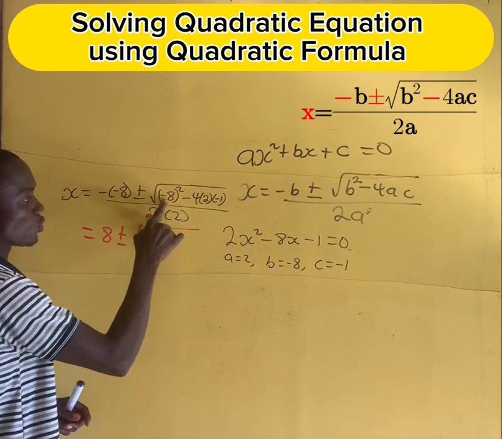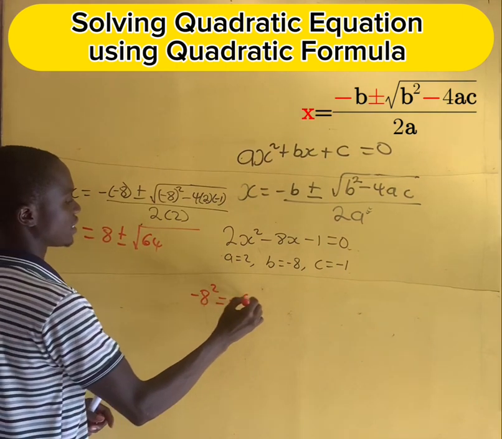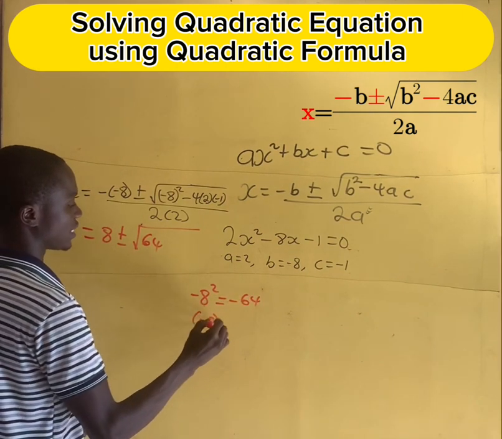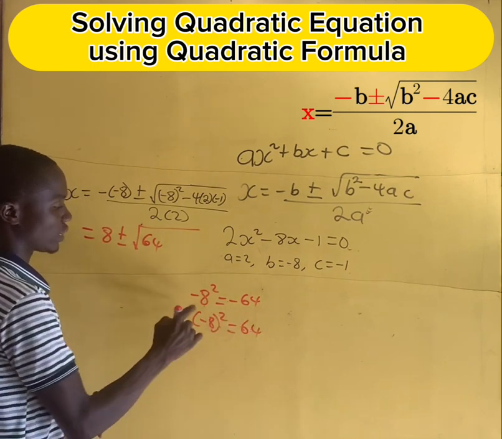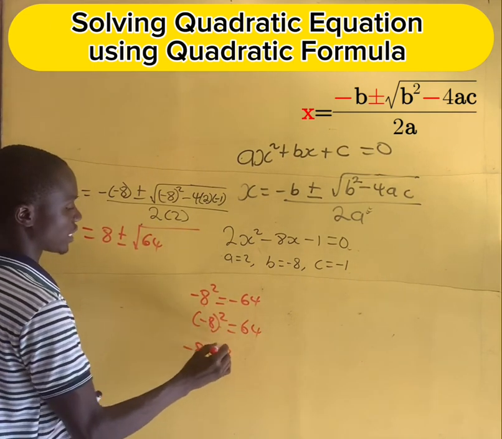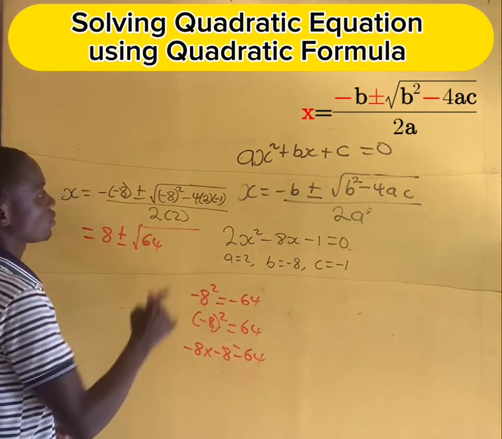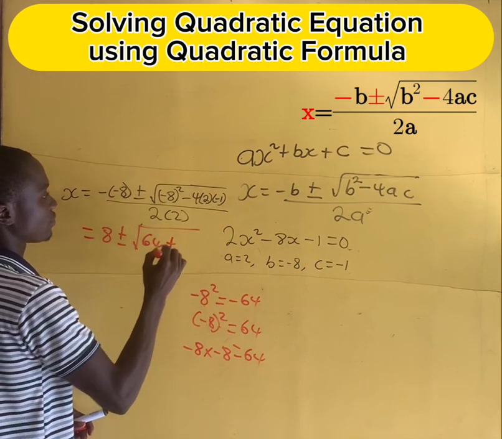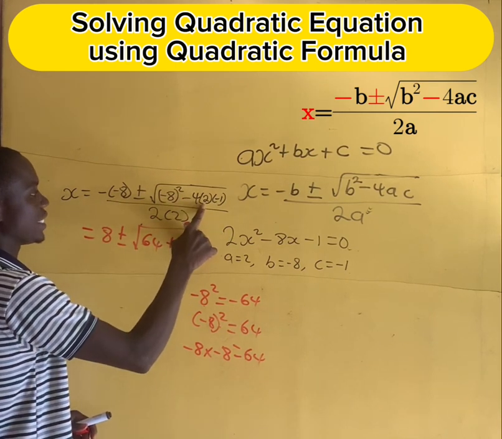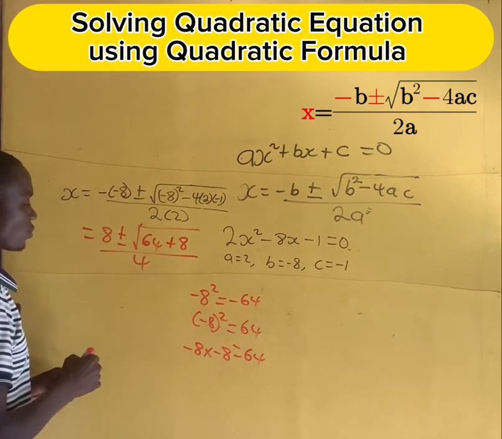When you are punching this on the calculator, don't do minus 8 squared. If you do this, you get negative 64. Put the negative 8 in brackets and square. This will give you positive 64, because this is minus 8 times minus 8, which is positive 64. Now, negative times negative is positive. 4 times 2 is 8, times 1 is still 8, all divided by 4.